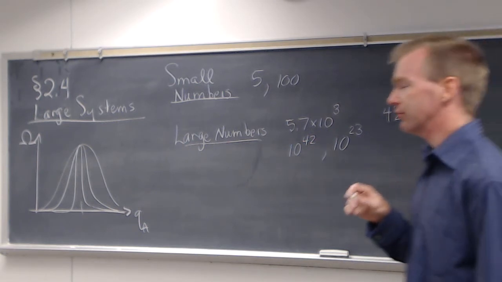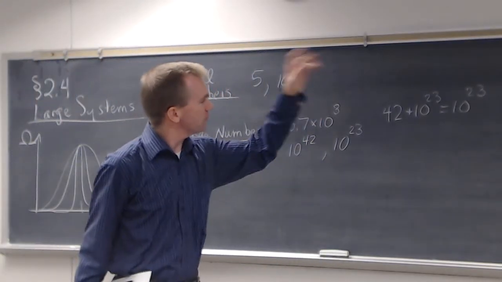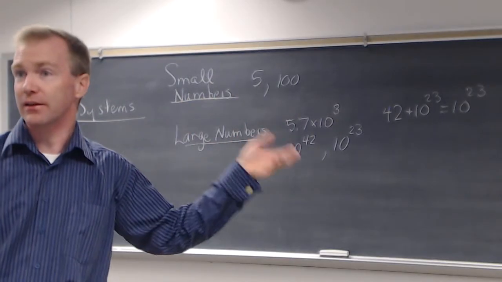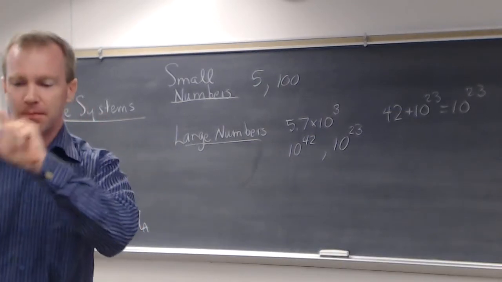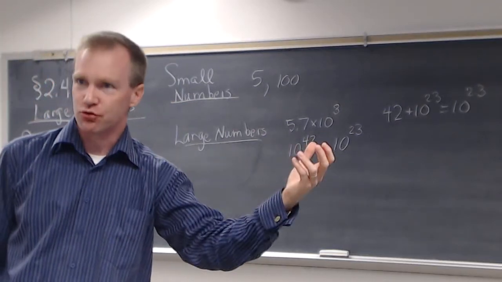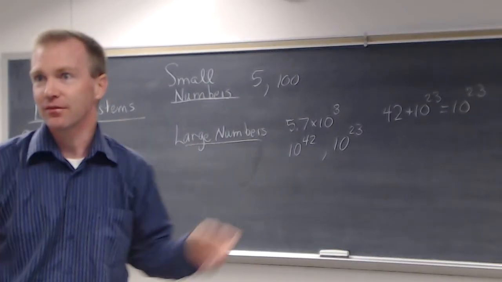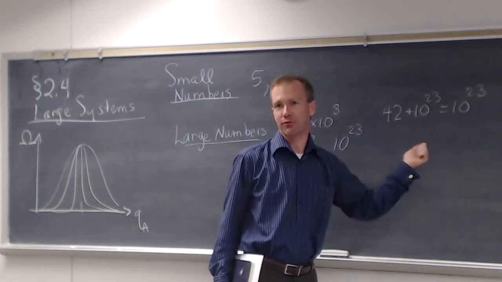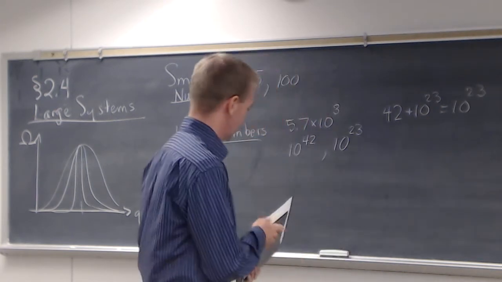There is one exception though. If I started with 42, add 10 to the 23rd power and then subtract 10 to the 23rd power, I do have to keep track of that. So 42 plus 10 to the 23rd minus 10 to the 23rd is still 42, not 0. That's the exception. We've got to keep that in mind.